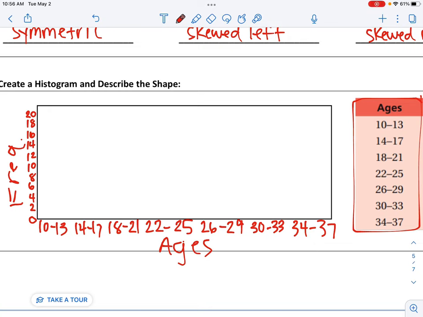Okay, try to make it look as nice as you can. Some of mine are really close together and it's hard to tell what's what. But once we add our bars, it should make it a little easier.